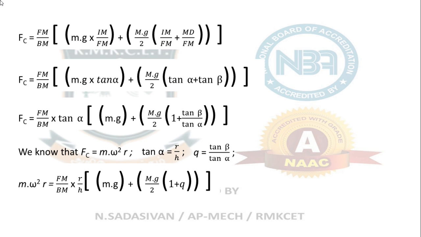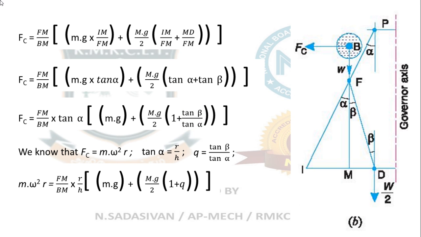M omega square r equal to Fm by Bm into r by h. So in place of that, here you can put r by h. Here you can put q. So same thing is written again here. So m omega square r equal to Fm by Bm into r by h into 1 plus q. I think we got some 2 or 3 more minutes. I will complete.